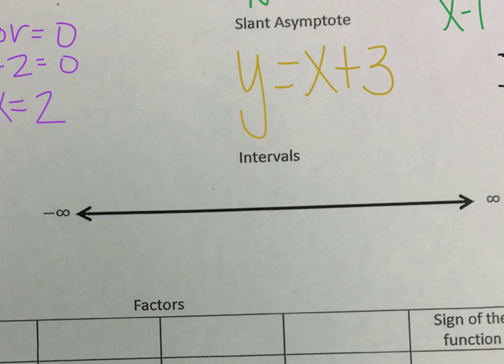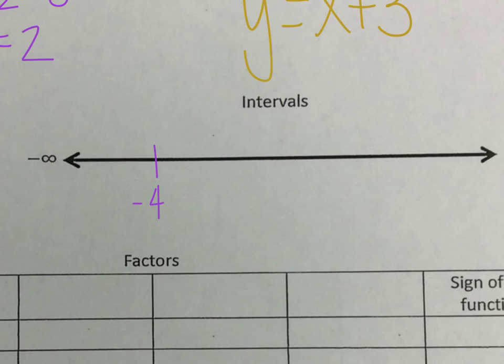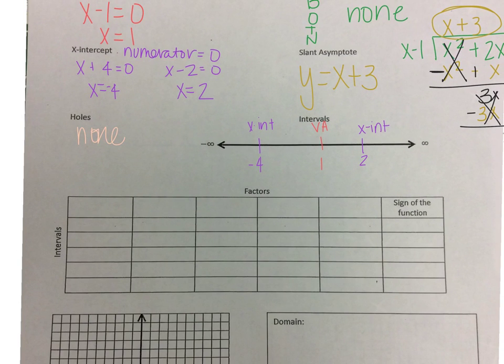When I go to put things on my interval, I'm going to put all of my vertical asymptotes and my x-intercepts. So in numerical order, I first had an x-intercept at -4. The next thing that I had was a vertical asymptote at 1. I'm sorry, vertical asymptote at 1. And then I had an x-intercept at +2. So these things will help me decide the intervals that I'm going to use in my interval table. Then I'll put my factors up here and figure out if my factors are positive or negative on that interval.